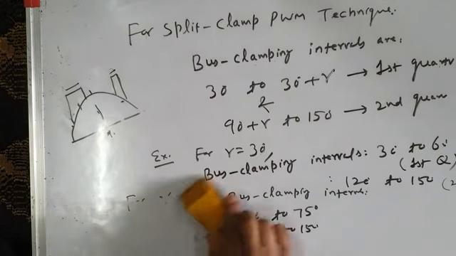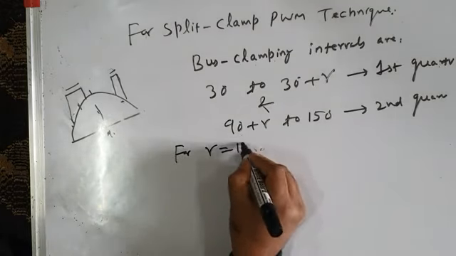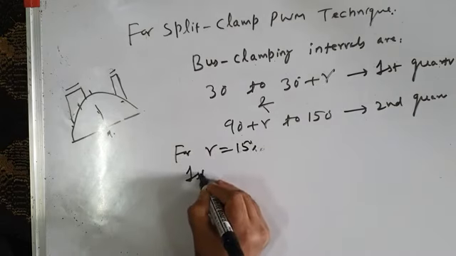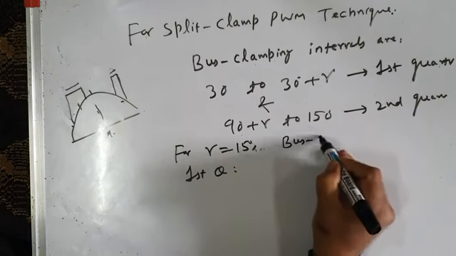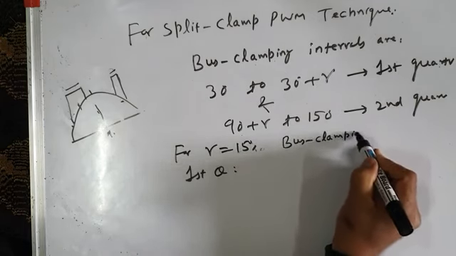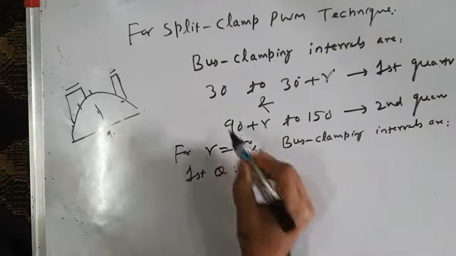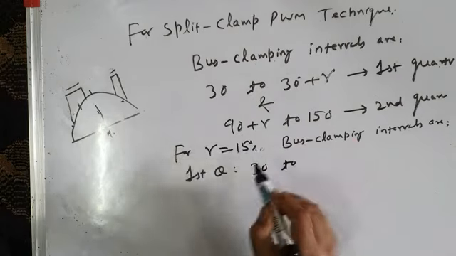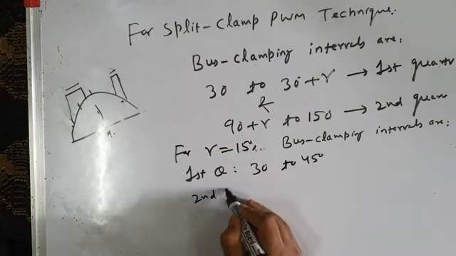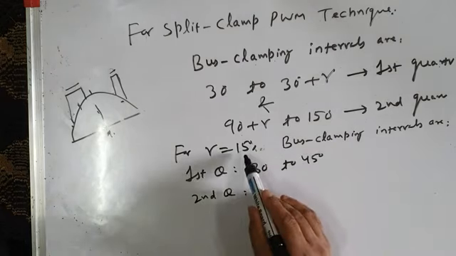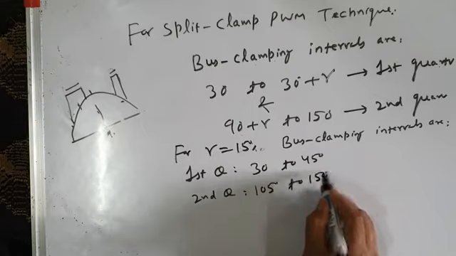And if you take gamma as 15 degrees, for gamma equal to 15 degrees, look at the clamping interval in the first quarter. I will write here bus clamping intervals in the two quarters of half wave. In the first quarter, 30 degrees to 30 degrees plus gamma, gamma is 15, 30 plus 15 is 45 degrees. And in the second quarter it is 90 plus gamma, 90 plus 15, that is 105 degrees to 150 degrees. So it will be like this.